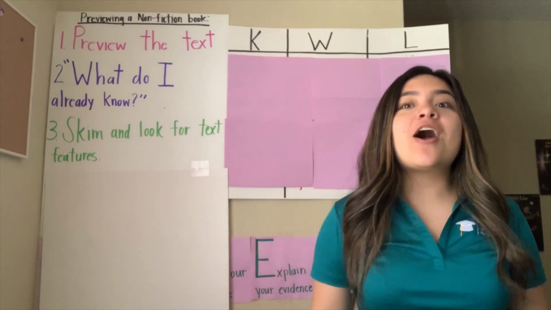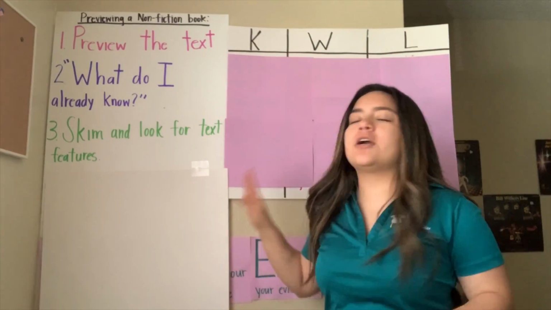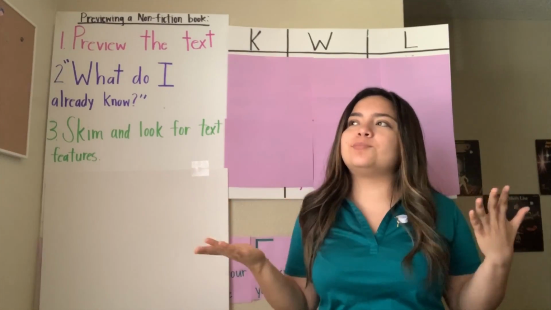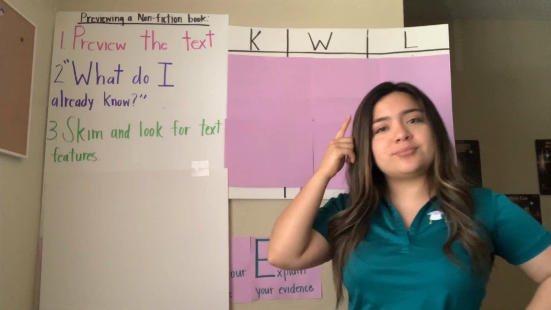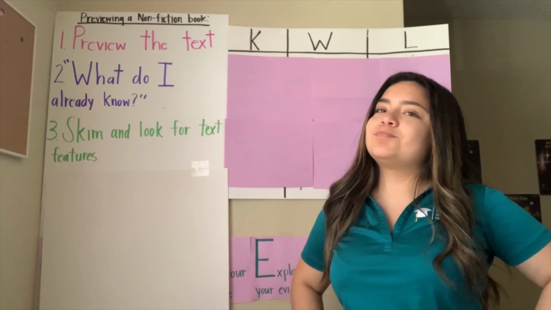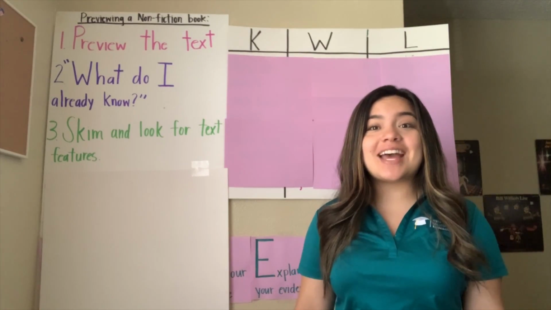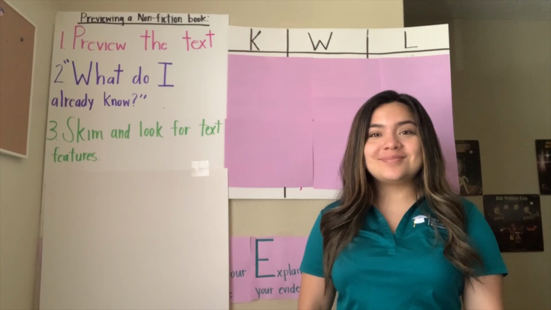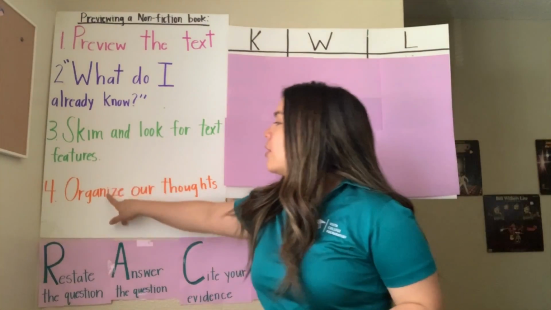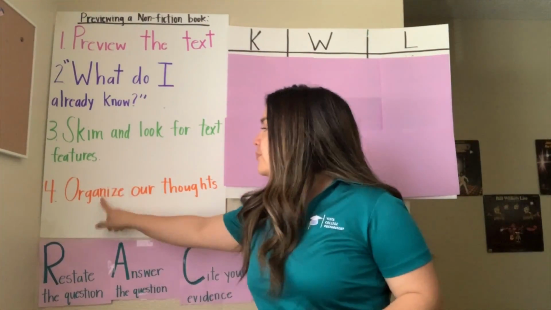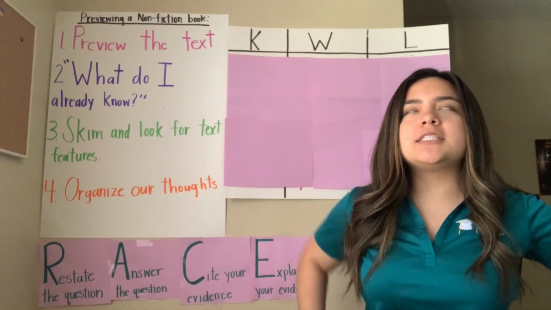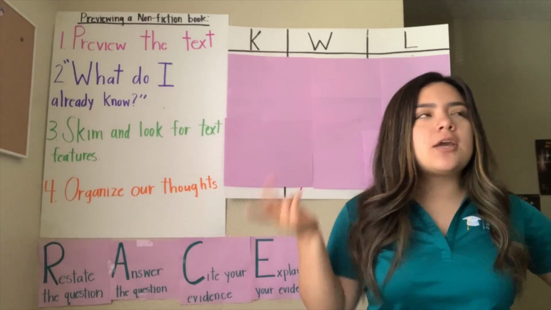Awesome job, scholars. All right, so now that we know our third step, what is our fourth and final step for when we're previewing a nonfiction book? What is the fourth step? Start thinking about that answer. All right, if you have your answer, you can go ahead and shout it out. Yeah, and our fourth step is to organize our thoughts. And then how should we be organizing our thoughts? What should we be using?